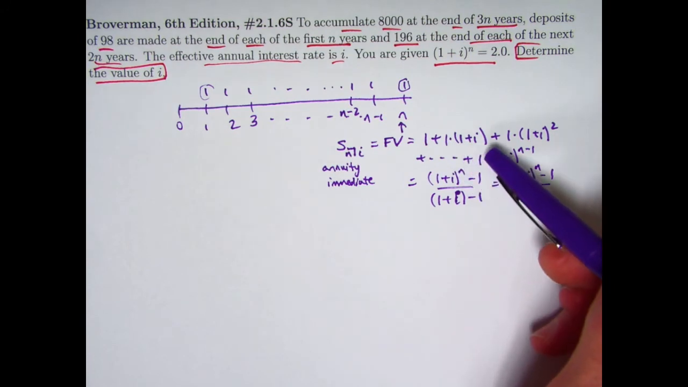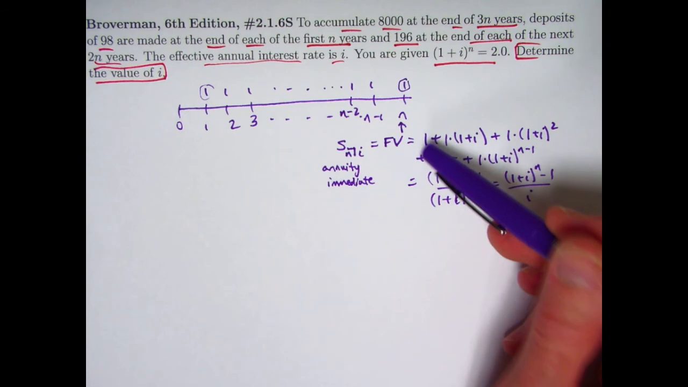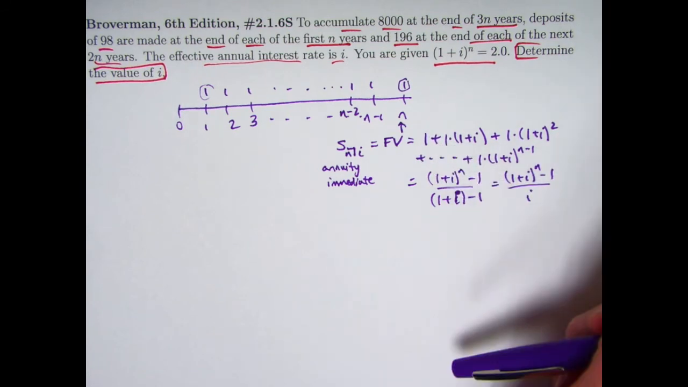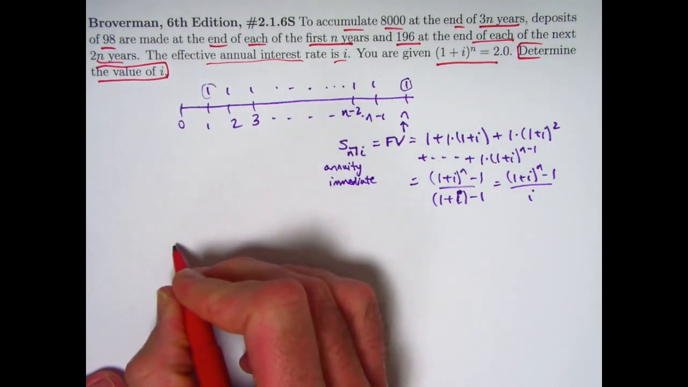The common ratio here, so to speak, is 1 plus i, and we've got n terms that we're adding with a starting value of 1. I am using the formula for the sum of a geometric series to figure out this formula right here. You can again look that up. All right. So now we come to the problem itself.